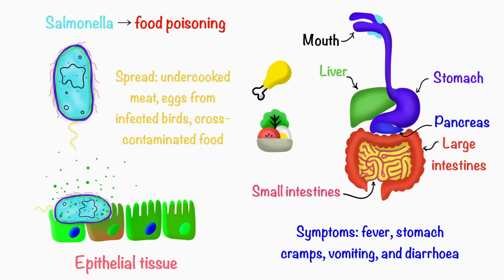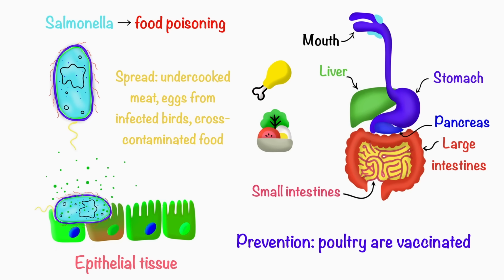You can get salmonella by eating food contaminated with the bacteria. This includes undercooked meat, eggs from infected birds, or food that's been cross contaminated during preparation. In the UK, most poultry are vaccinated against salmonella to help control its spread. This public health measure has reduced human infections significantly.